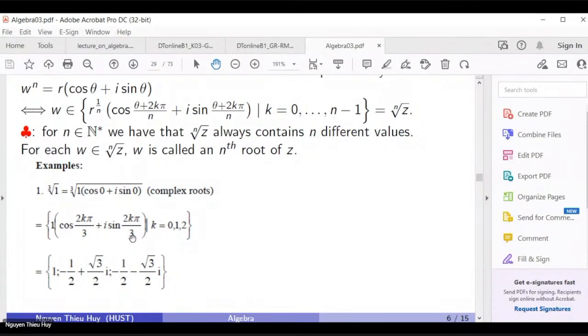Then for k equals 1, you obtain cos 2 pi over 3 plus i sin 2 pi over 3. Actually, it's minus 1/2 plus square root of 3 over 2 i. And the last one, when k equals 2, you obtain cos 4 pi over 3 plus i sin 4 pi over 3, which is minus 1/2 minus square root 3 over 2 i. Good, this is the simple way. But even in this simple way, I want to emphasize that if you compute the complex roots, they contain exactly n different values for the nth root of z.